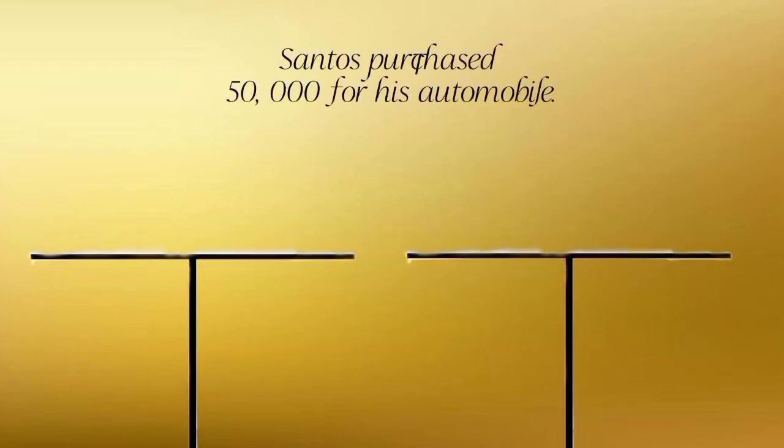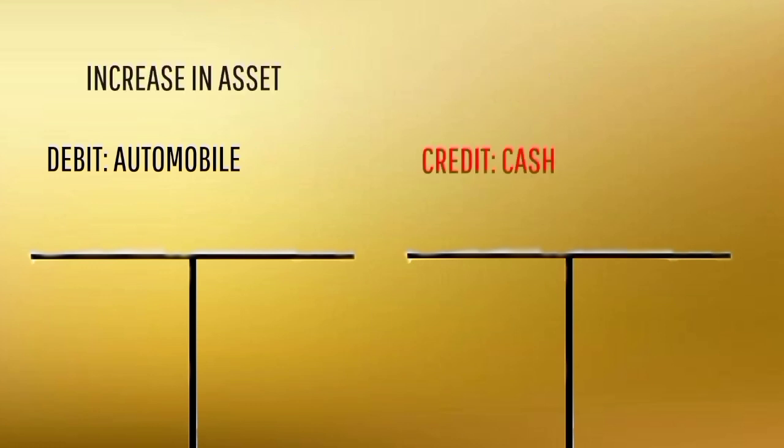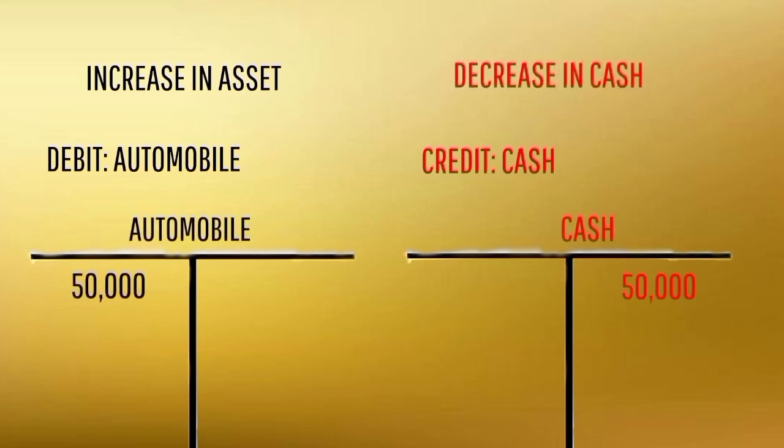Santos purchased an automobile for $50,000. Debit side is automobile, credit side is cash. Increase in asset, since the automobile is an asset, and decrease in cash since he purchased the automobile using the money.